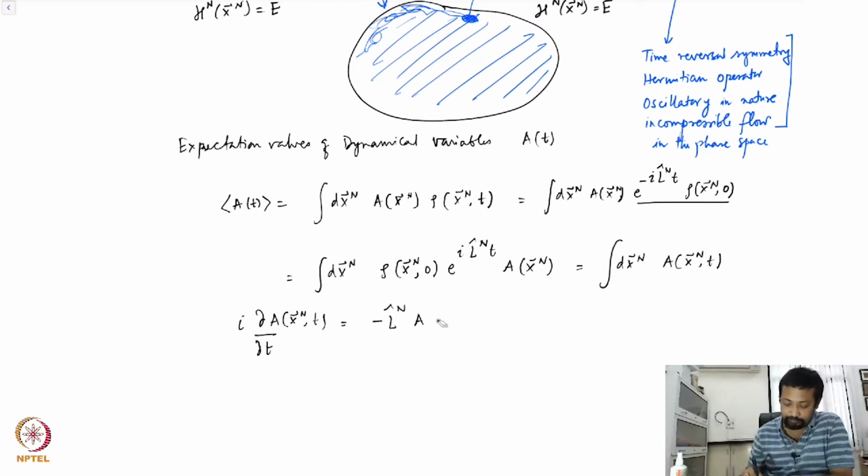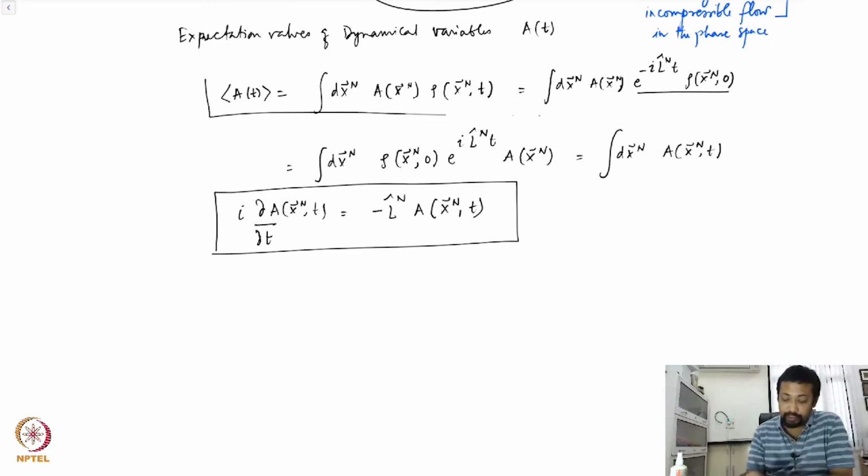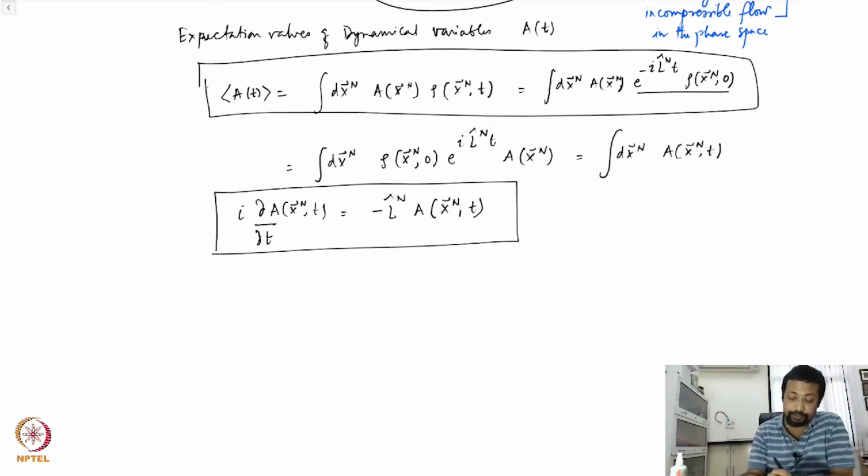Sorry, just being a little bit clumsy. A of xn, comma t, right? Anyway, this is just a remark that one should remember, but we are mainly interested in an equation of this form, where I define the expectation of a dynamical variable in terms of the probability density.